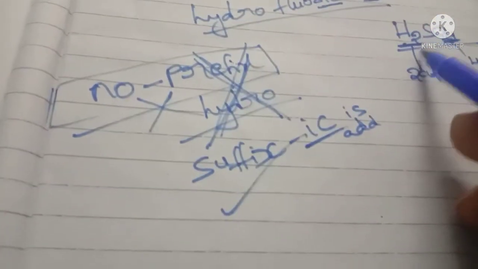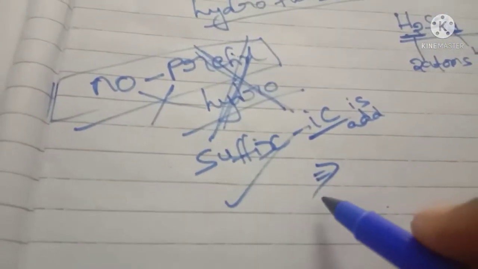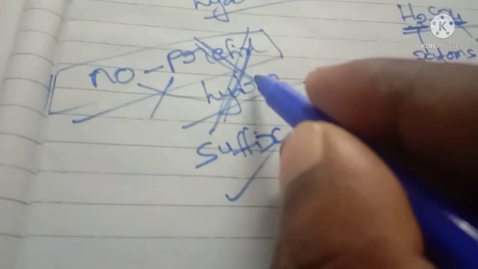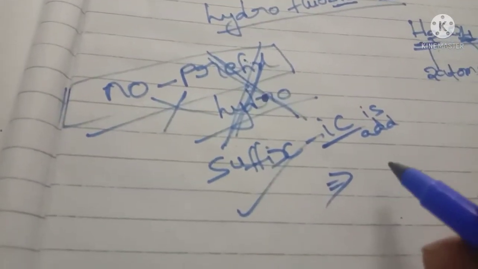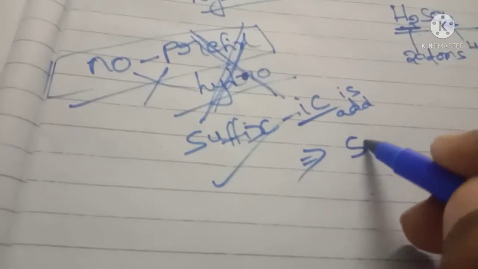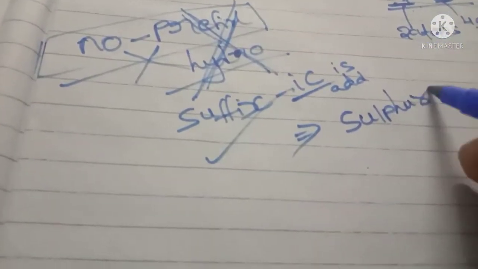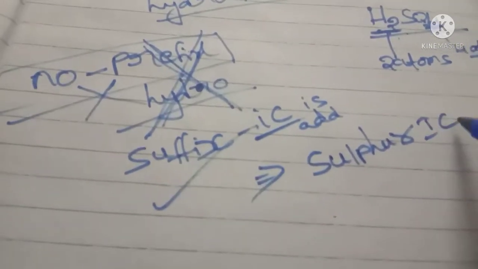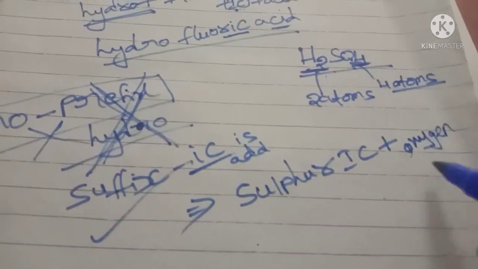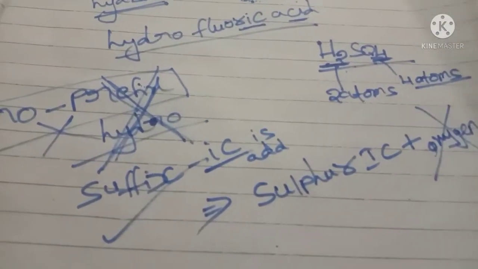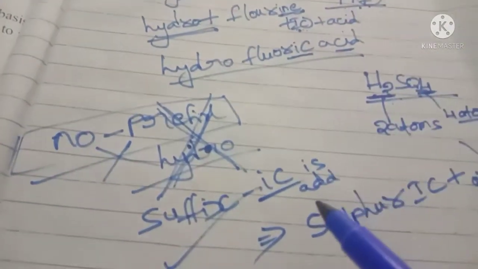So now you have to write the name of H2SO4. How will you write it? Hydro, is it there? No, we are not using this prefix hydro. Suffix is there. Sulfur is there. Suffix ic I am adding. But what about here? Oxygen is also there. But are we taking this oxygen? No. Why? What is the rule? We have to eliminate the prefix, adding suffix ic.